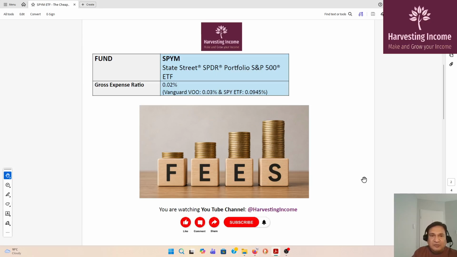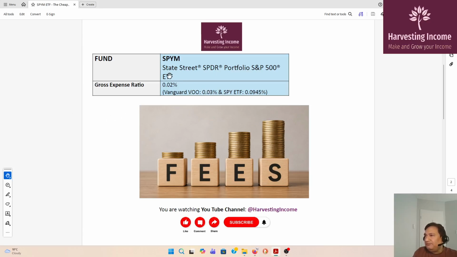Here is the main part that I want to focus on. Cheapest fund. As the thumbnail was telling you, this is the cheapest fund as of today in the market. The gross expense ratio is only 2 basis points. It's 0.02%, and you can see that on your screen.